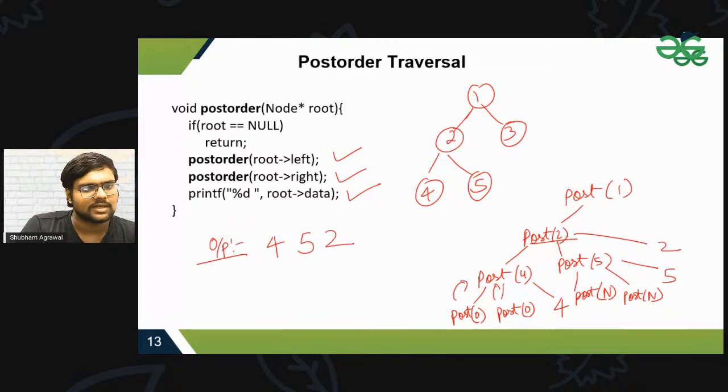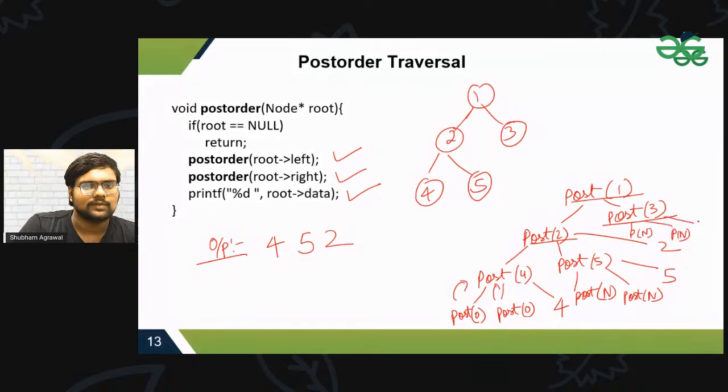So left subtree of 1 is visited. Now we will see right subtree of 1. So it will call for post of 3. So it will call for null, and then it will call for null because the left and right child of 3 is null. Then it will print the data of 3. So here 3 will be printed.